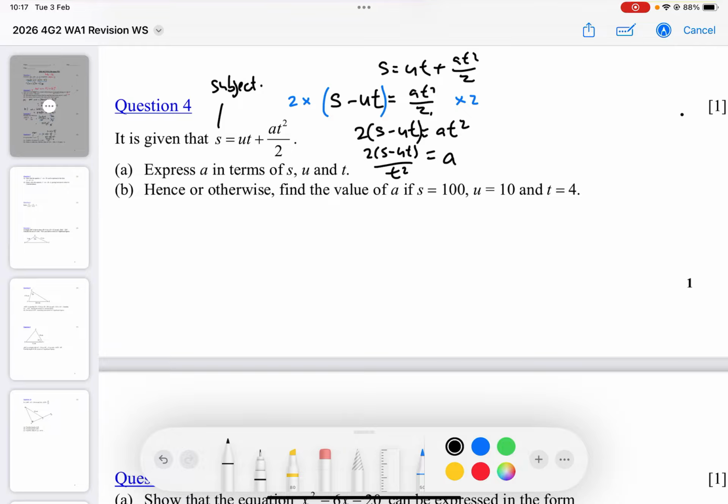But finally, I need to just put my a on the left and put this on the right. I am not changing the sign because I'm just swapping them over. If left hand side equals to right hand side, means right hand side equals to left hand side. I can put either one on the left or on the right.